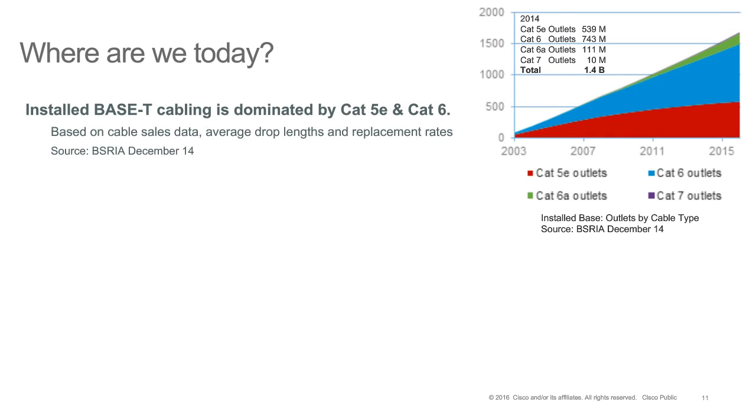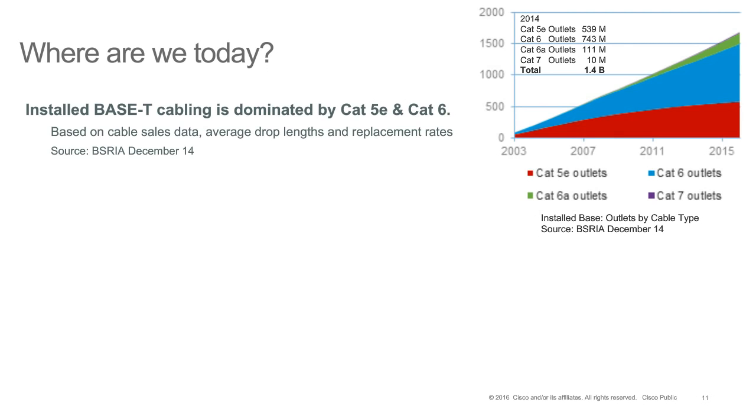Okay, so where are we today? This data is based on research we got from BizRia in December of '14 as part of the process towards getting our 3bz up and running. What we're finding is that the installed base of T cabling is dominated by 5E and 6. The red in this graph on the top right is category 5E, the blue is category 6, and the green is 6A. And what you basically find is that 5E and 6 are about 90% of the market.